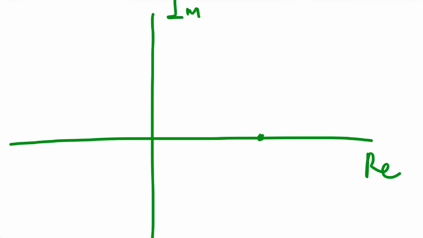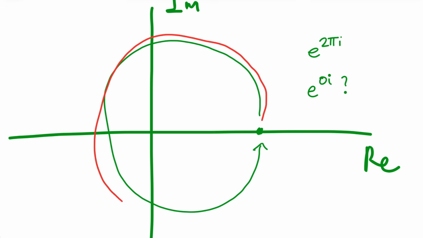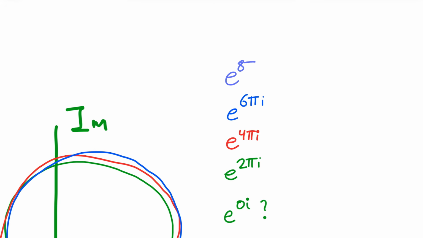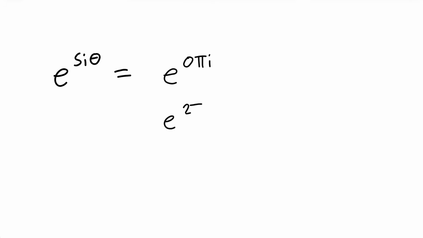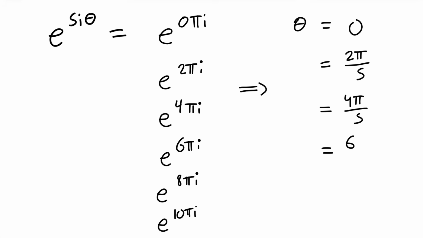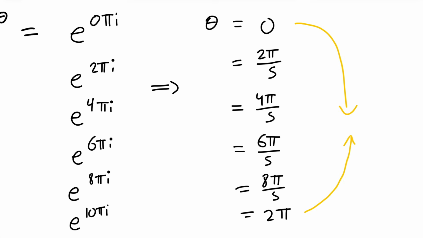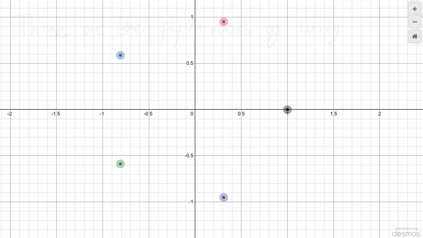Now if we look at 1 in the complex plane, it seems to be e to the 0i, but it could also be e to the 2pi i, or 4pi i, or 6pi i, or 8pi i, and so on and so forth. And for each of these we get a different value for theta. Now once we reach 10pi i, we can stop because we get 2pi as our value for theta, which is just the same as 0 in the complex plane. And here's a graph of all 5 of our solutions, which we would call the 5th roots of unity.